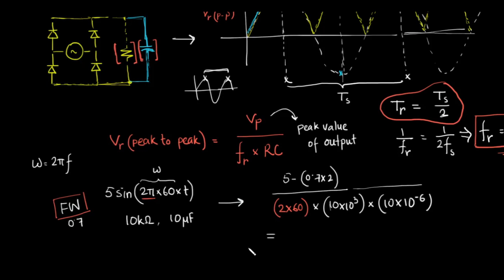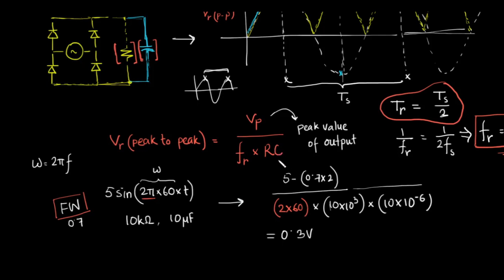Right, the value will be 5 minus 1.4 divided by 120 times 10 times 10 cubed times 10 times 10 to the power minus 6. Okay, the peak to peak ripple is 0.3 volt. So you can see that the ripple is very small.